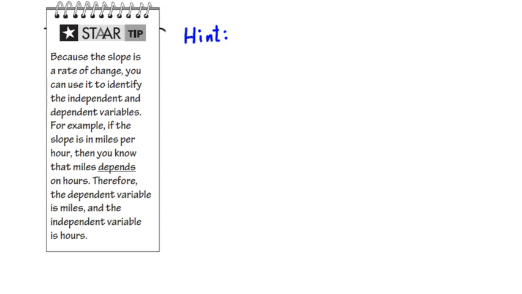Okay, STAAR tip: because the slope is the rate of change, you can use it to identify the independent and dependent variables. For example, if the slope is in miles per hour, then you know that miles depends on hours. So if you have miles per hour, just how it's arranged would tell you this here hour is going to be your independent variable, and your miles is going to depend on the number of hours.